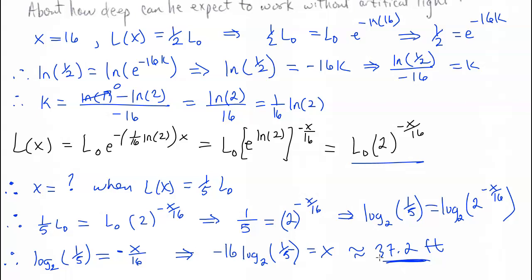So we can only go over 37 feet before he can't get light from it at all. So he can work up to about 37.2 feet without the artificial light. Okay.